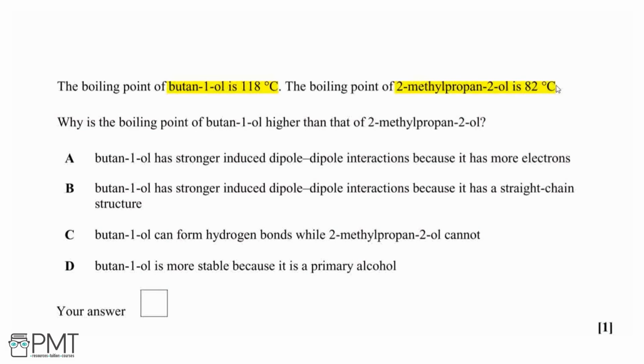For this question, we've been given the boiling point of butan-1-ol as 118 degrees and the boiling point of 2-methyl propan-2-ol as 82 degrees. And we need to find out why butan-1-ol has got a higher boiling point than 2-methyl propan-2-ol. So let's start by drawing out the structures of these.